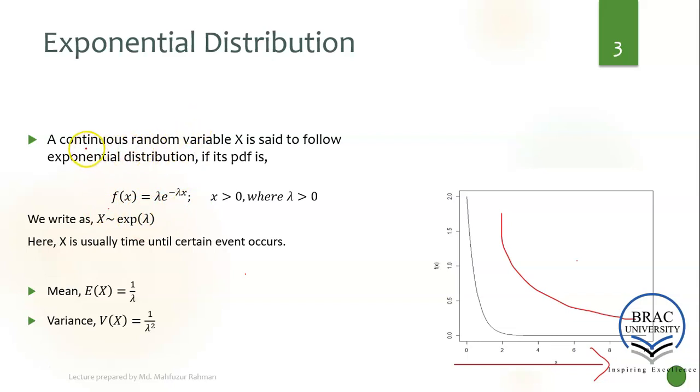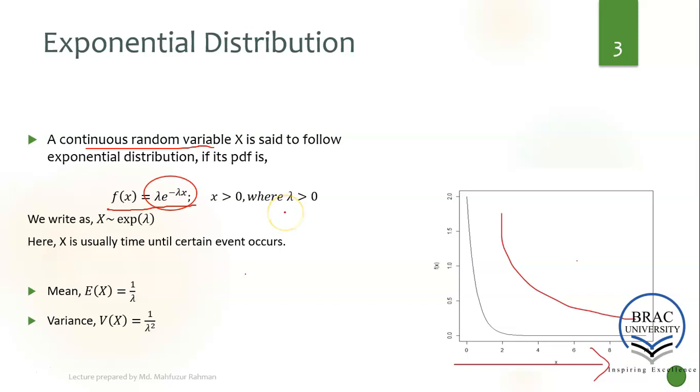So x is a continuous random variable with this probability density function, and if you look closely, it has this form: lambda e to the power minus lambda x. The range of x is positive; it is always greater than 0 with no upper limit. We also have the parameter lambda, which is also a positive quantity with no upper limit.